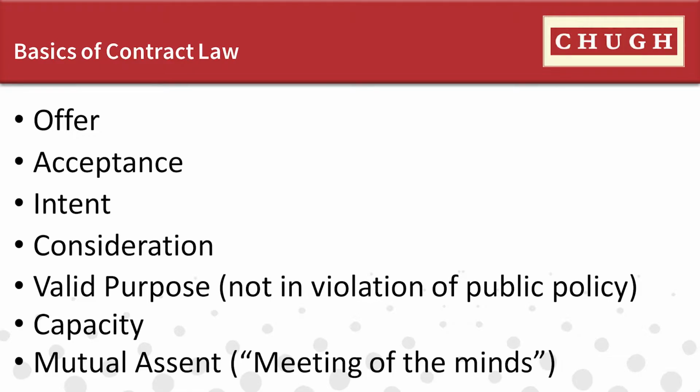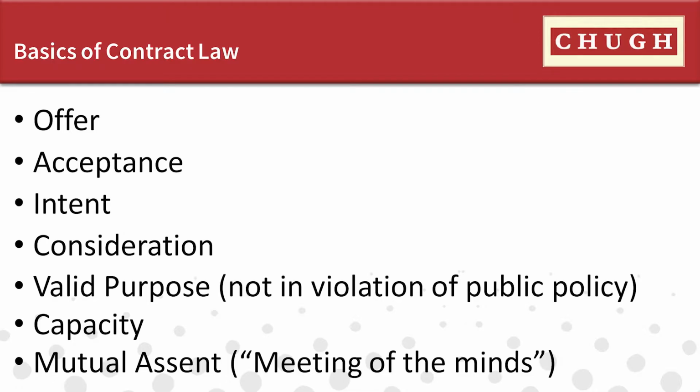Both parties also need to have capacity in order to enter into that contract. By capacity, we mean they need to be of sound mind. It can't be somebody who is on their deathbed. It can't be somebody who has been declared mentally incapable of entering into a contract. So that's what we mean by capacity. And there has to be mutual assent.